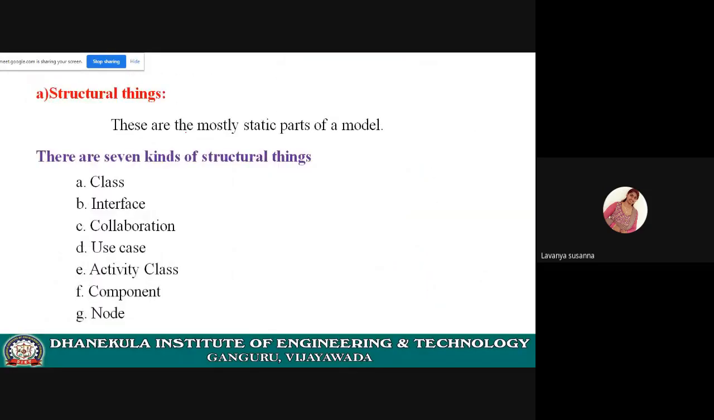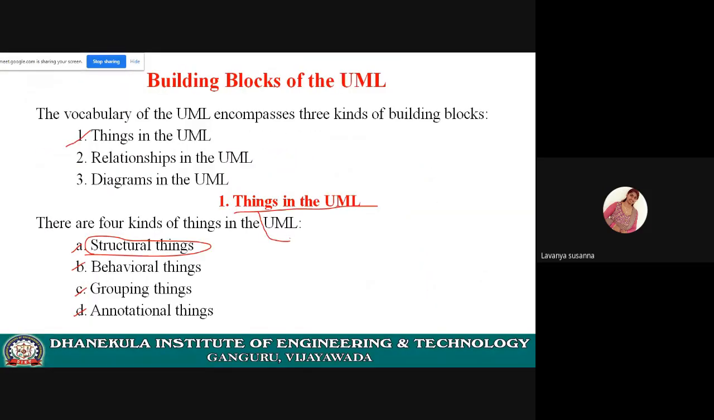Structural things completed, behavioral things completed, grouping things completed, annotational things completed. Four kinds of things are completed. Things are nothing but elements, physical elements. These things are considered the first class citizens of UML: structural things, behavioral things, grouping things, annotational things. Let us see the relationships in UML.